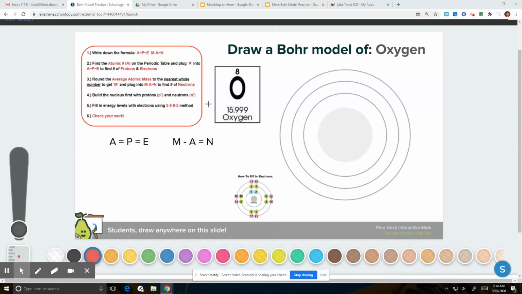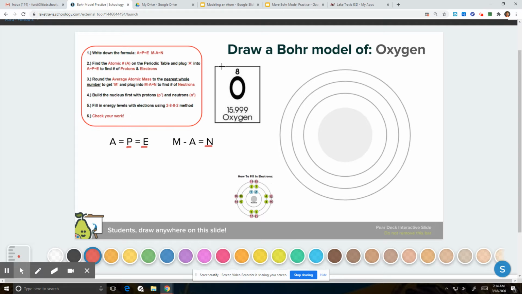When you want to draw a Bohr model, the first thing that you have to do is write down the formula A equals P equals E and M minus A equals N. Because what we're trying to do here is determine how many protons, how many electrons, and how many neutrons I need to be able to build my Bohr model. So to do that, I first must look at the atomic number.